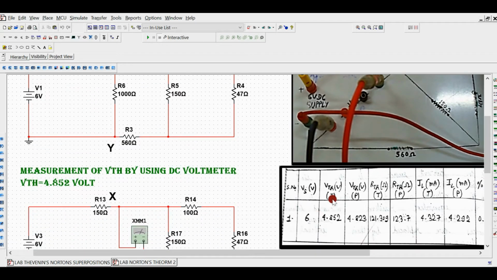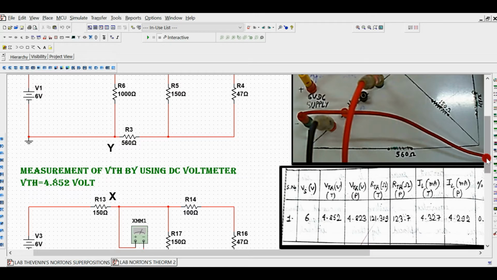And what is the answer? VTH, theoretical section C. This is the observation table that I got from the BEE lab. You can see the answer of VTH is 4.852 volt. So we have to verify whether this answer is correct or not.